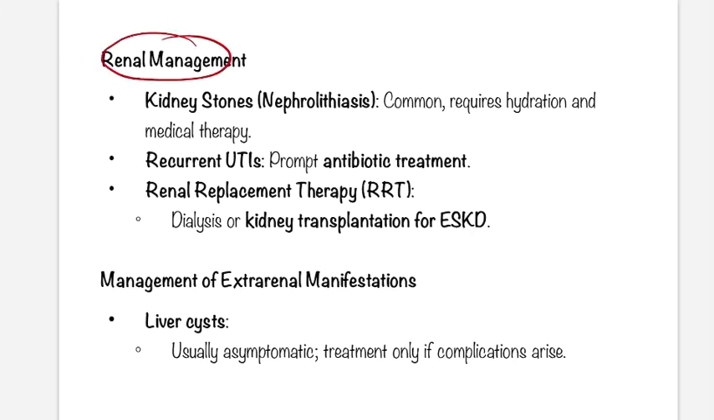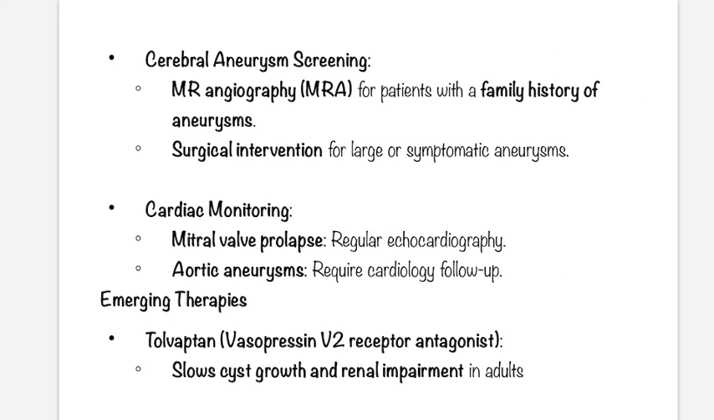Renal management is also symptomatic. If kidney stones are there, you have to manage accordingly. For recurrent UTI, prompt antibiotic treatment, and renal replacement therapy is required for end-stage kidney disease as the end result. For extra-renal manifestations like liver cysts, generally keep them alone and just treat if complications arise. Cerebral aneurysm screening you have to do at 18 years of age, and surgical intervention for large or symptomatic aneurysm. Cardiac monitoring you have to do with echo, because aortic aneurysm and mitral valve prolapse are associated.